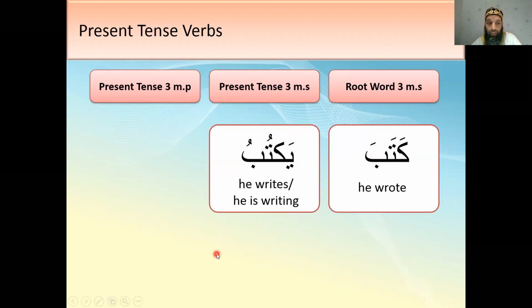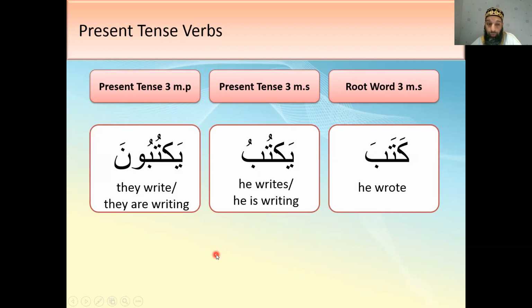And that's singular. The plural is yaktubuna. We will do the table, but I just want to show you this. Yaktubu, yaktubuna. Look at the plural. Remember muslimuna, the plural? We had plural in nouns. Well, una is used for plural in present tense verbs too. What else do you notice about these two present tense verbs compared to the past tense?